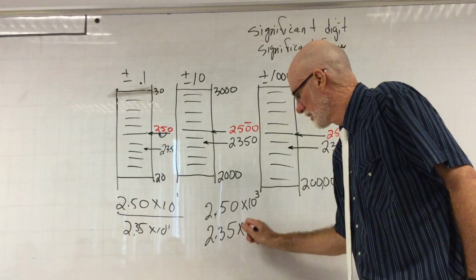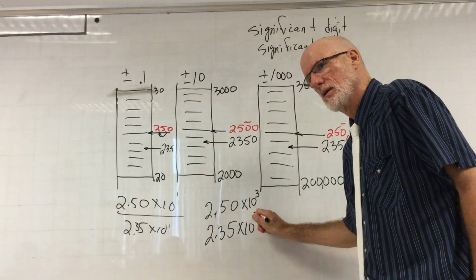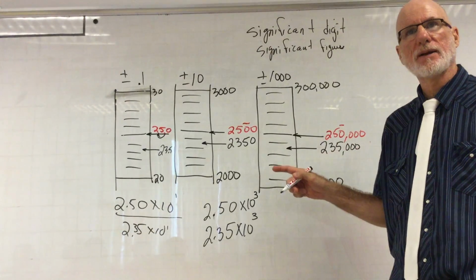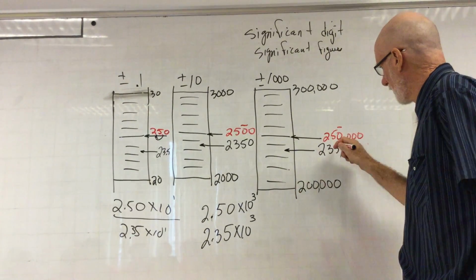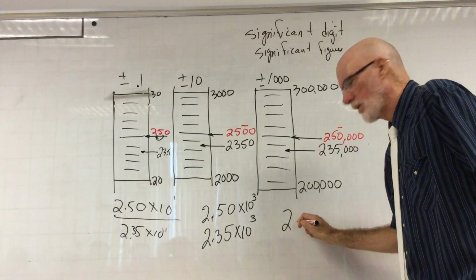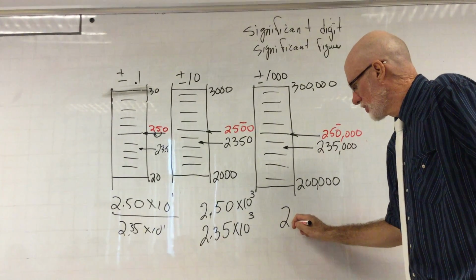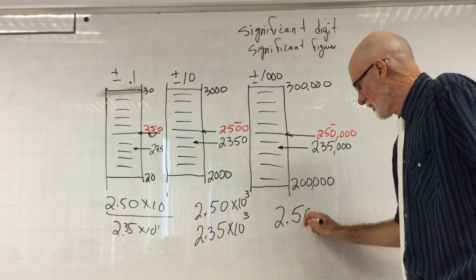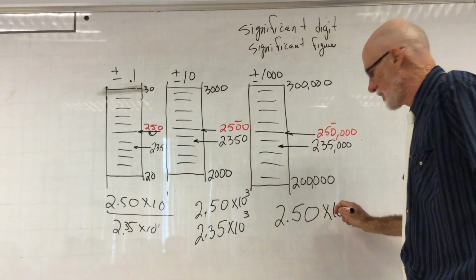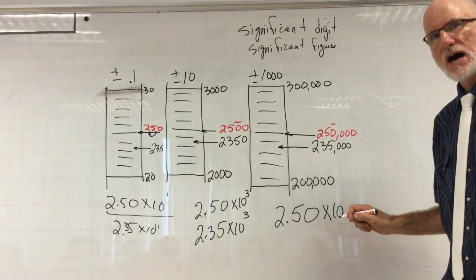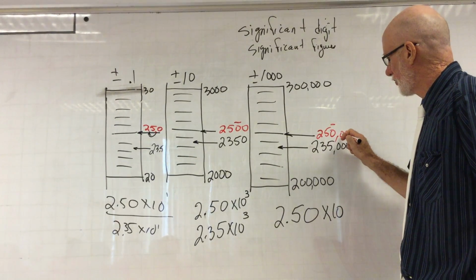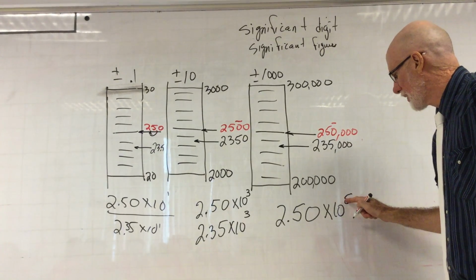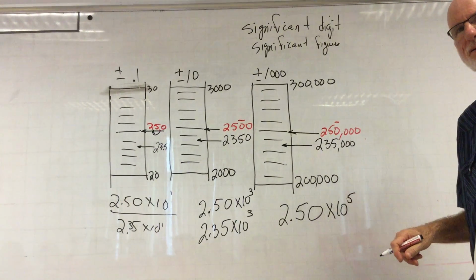Oh, times, okay. To the third part. Get it? All right, you do this for me. Somebody, yes, do this one for me. 2, what do I write? That's right, 2.50, very good, excellent. Times 10 to the 5, perfect. 1, 2, 3, 4, 5. 5, excellent, well done.